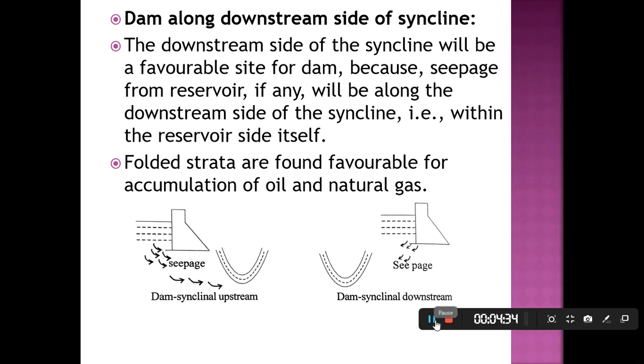Dam along the downstream side of a syncline. The downstream side of the syncline will be a favorable site for a dam. Folded strata are found favorable for accumulation of oil and natural gas.